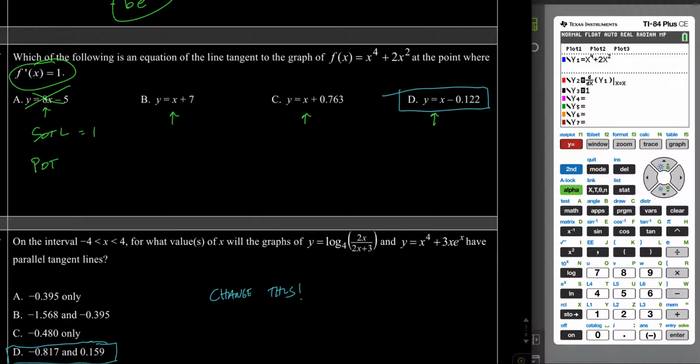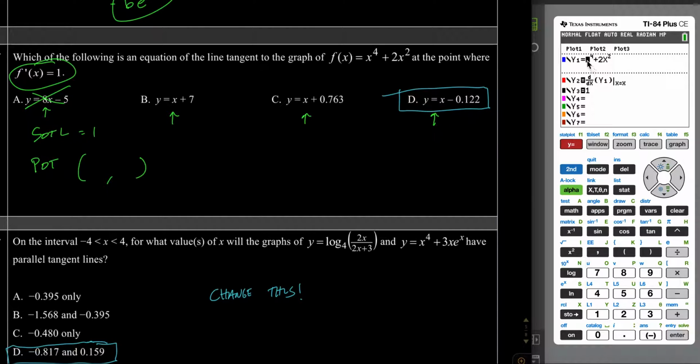Now I need my point of tangency. We don't have any information about it, however, I do know the derivative is 1, so I can solve that backwards. I can find the x value for which the derivative is 1. So you're going to pause the video here and put f of x into y1, and we want to look at the derivative, so you can put the derivative of that into y2.